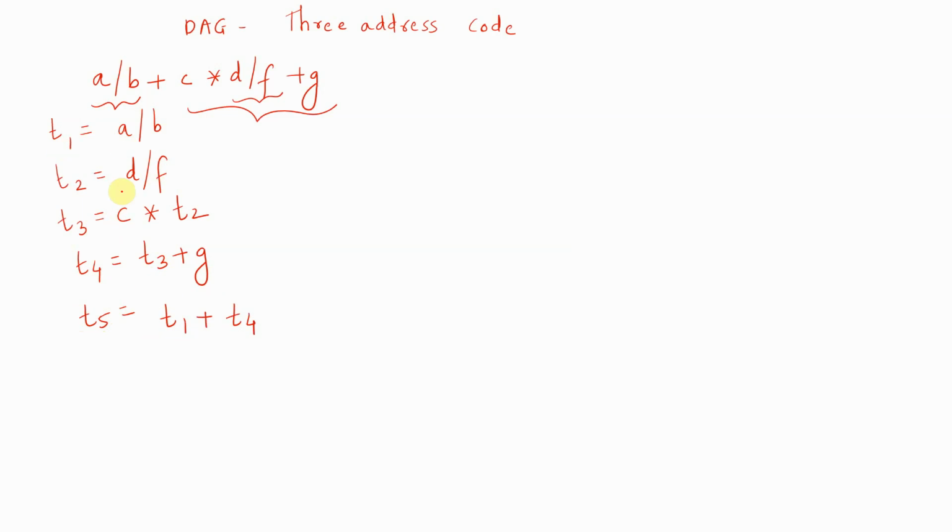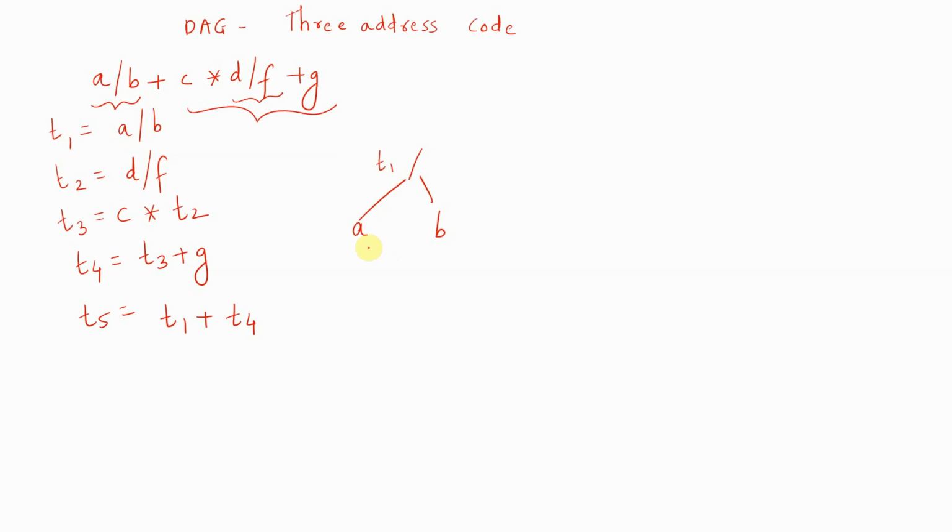These are the 3-address statements. Next, considering every 3-address code statement here, let's represent the statements in the form of a DAG. If you consider the first statement, T1 is equal to A by B, I'll create one node for A, one node for B, and join them by means of the division operator. The result of this is stored in T1, so you can write T1 on this operator.